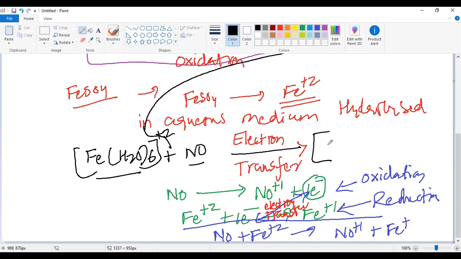This new compound is this way: Fe H2O 5 NO plus 2. So we have Fe H2O 5 NO plus 2. Now please remember that Fe is plus 1 and NO is also available as plus 1. So we have Fe plus 1 and NO plus 1, and due to that we get this kind of product. So due to the electron transfer from the hexa-aqua iron 2, we get the new compound.